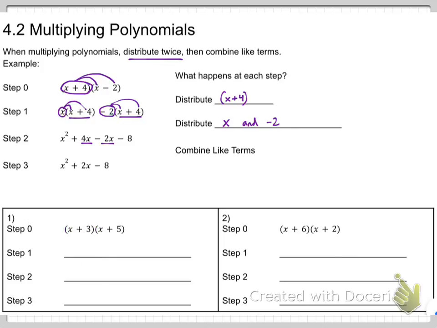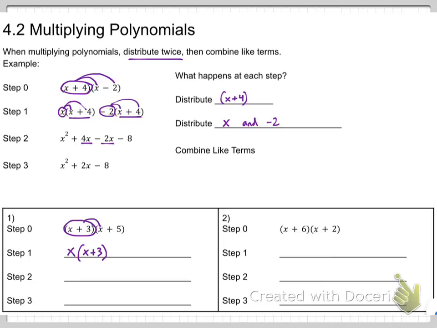I'm going to show you guys how to do problem number 1, and I want you to try problem number 2 on your own. So let's distribute the x plus 3. We get x plus 3 times x. And here is where I like writing this down backwards because it makes it actually a little simpler in the long term. So you know that 2 times 3 is the same as 3 times 2.